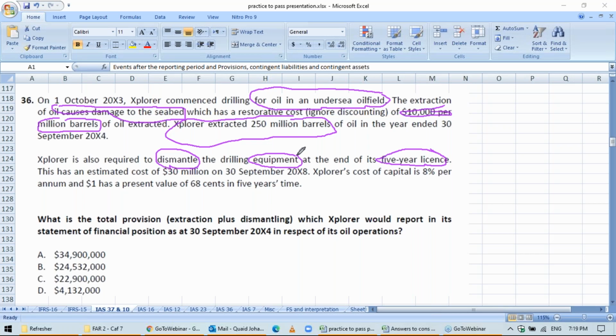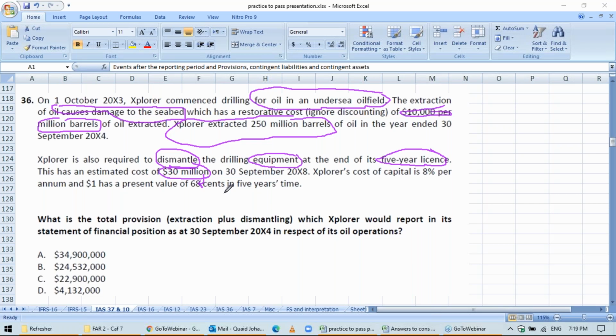So if the payments take a long time, you will have to calculate the present value for those payments. So over here, they have taken a 5-year license and they have to dismantle at the end of the 5 years license time. Then they will again get a license for the next 5-year period. So you will have to calculate the present value of this 30 million amount, the dismantling cost. So you will multiply the 30 million by 68 cents. So every $1 is equal to 68 cents now. Every $1 that will be paid in 5 years' time is right now how much? It is valued at 68 cents in terms of present value.